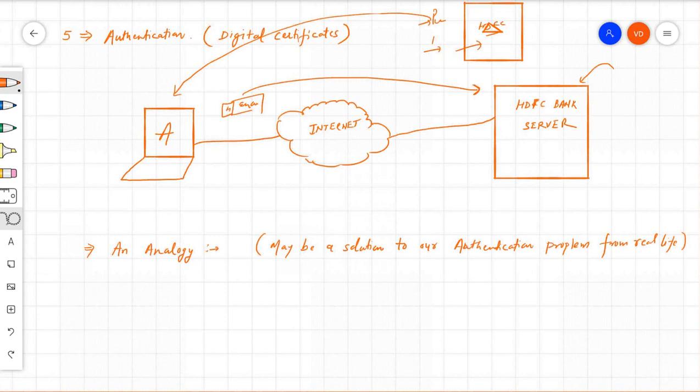Did you get my problem? I'm not sure whether I'm talking to the HDFC Bank server or somebody else. So is there anything which can build that trust between me, my laptop, and this HDFC server?